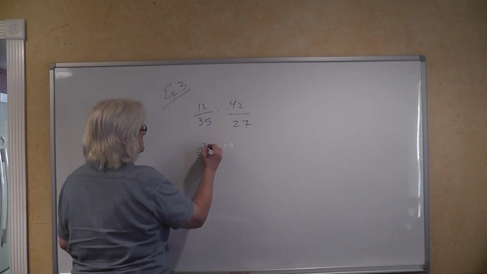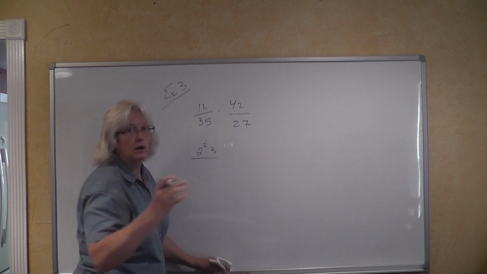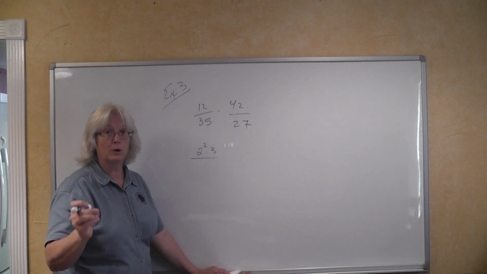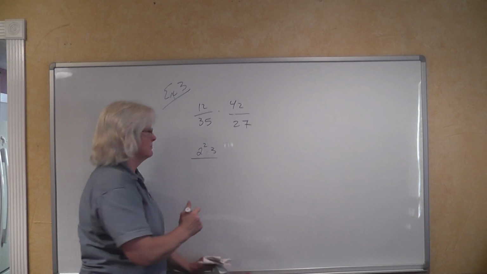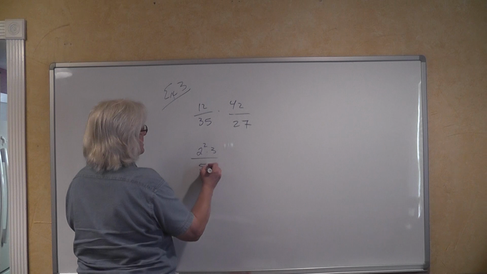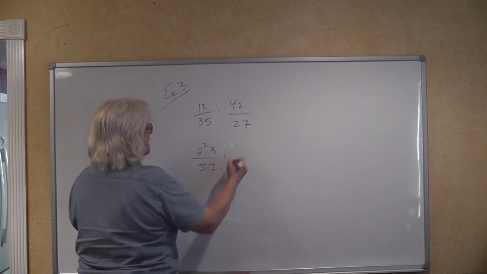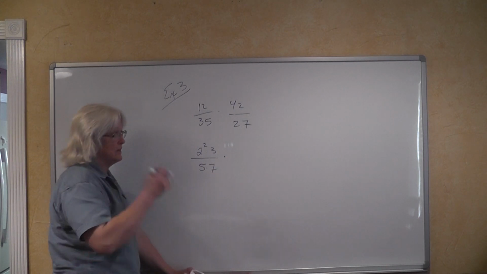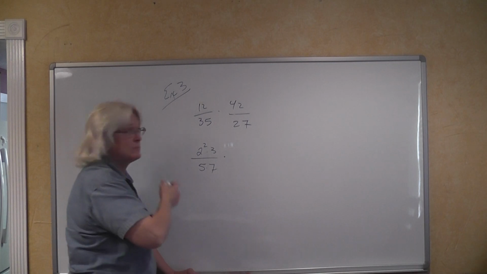12 is 2 squared times 3. I'm not teaching you how to do prime factors, I'm just giving it to you. 35 is 5 times 7. And I'll use 42 as an illustration. It's 2 times 3 times 7.